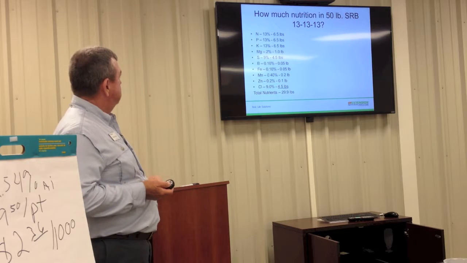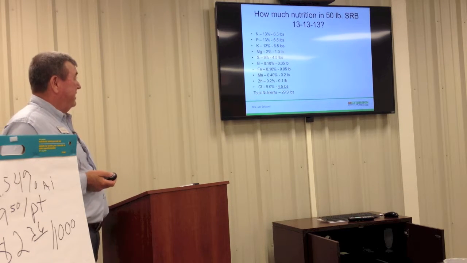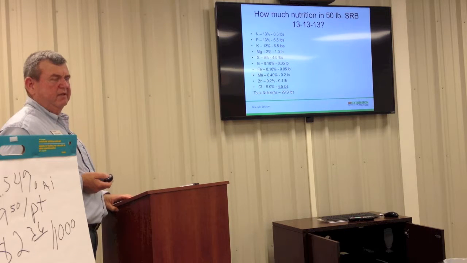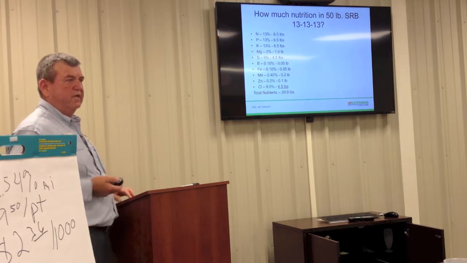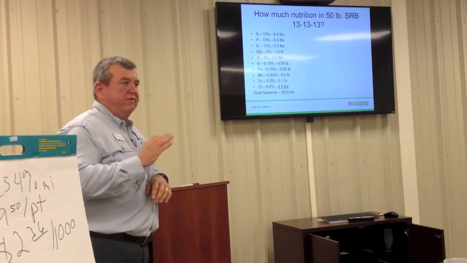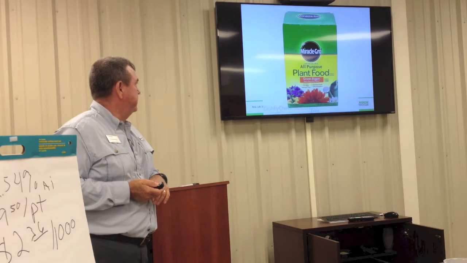All right, now, I did check the price on this, and I bought some this spring. That triple 13 runs about $28 a bag. So it's going to be in the $19 to $28 range right there. Okay. So you get 30 pounds of nutrition.